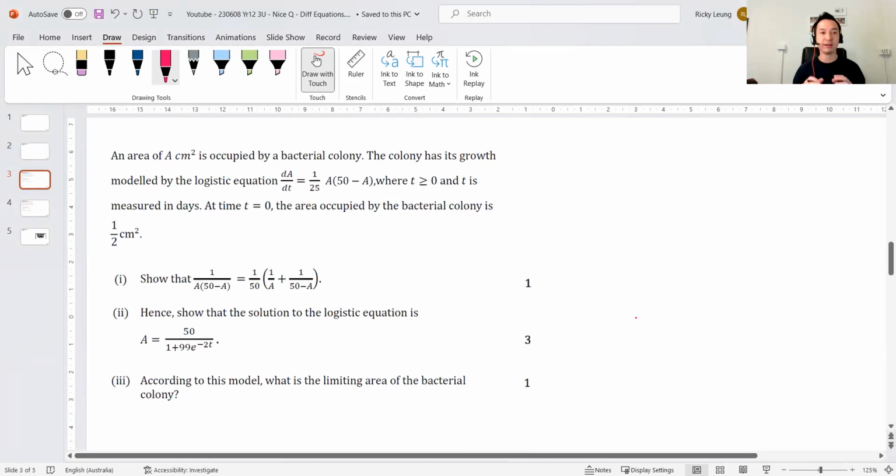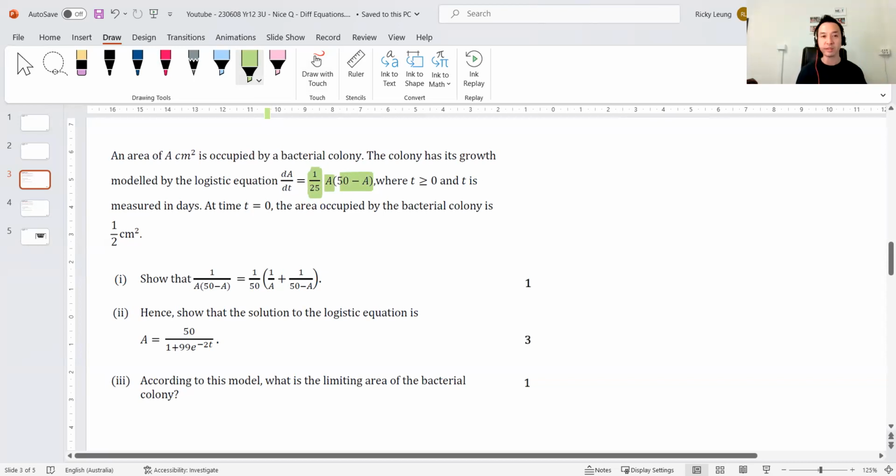So an area of A centimeters squared is occupied by a bacterial colony. The colony has its growth modeled by the logistic equation, blah. At time zero, the area occupied by the bacterial colony is half a centimeter squared. So it's logistic growth because it has this format, doesn't it? It's got a constant in front and it's got a 50 minus A as its differential equation. So you commonly see that as like k, P, N minus P, right?